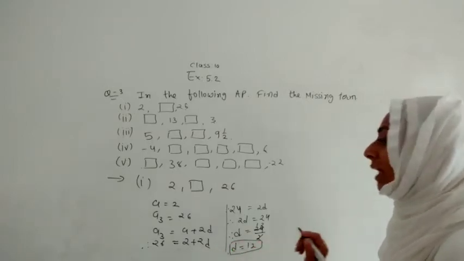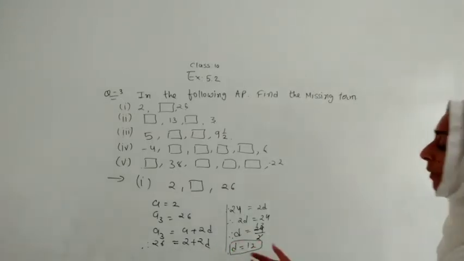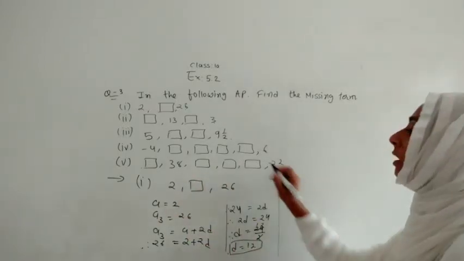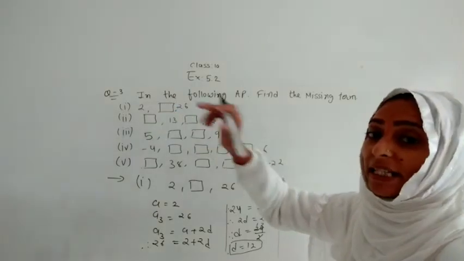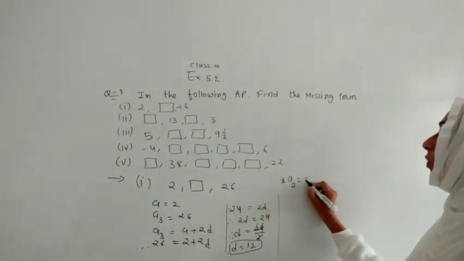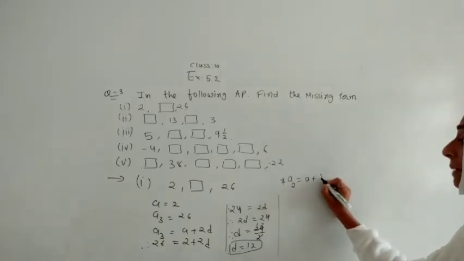So now this is not the end of the question, because अभी तो हमें सिर्फ D मिला है. अभी हमें A2 find करना है. Means main question, that is missing term. Missing term is second term is missing. So here let us find that A2. So A2 will be A plus 1D, means A plus D.